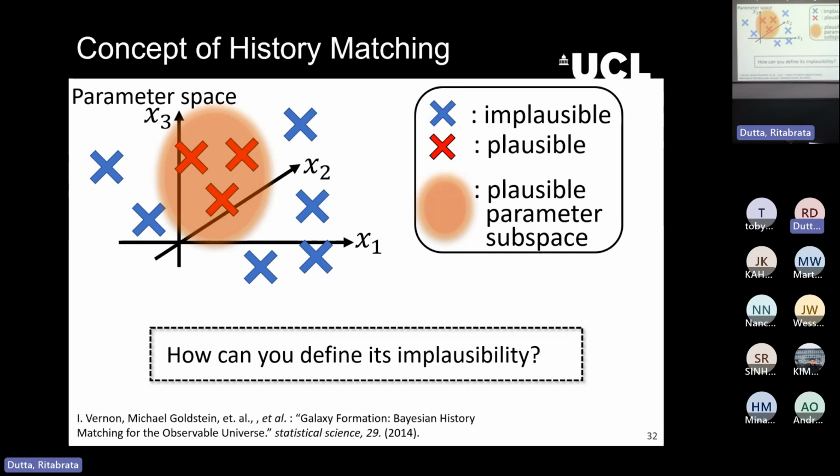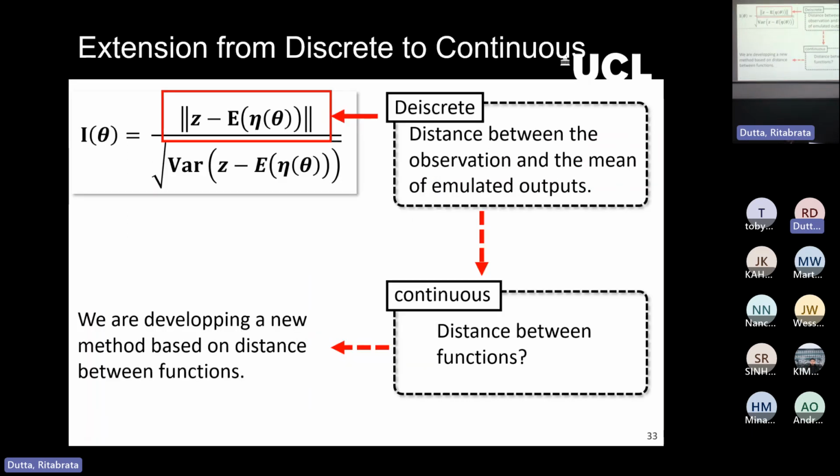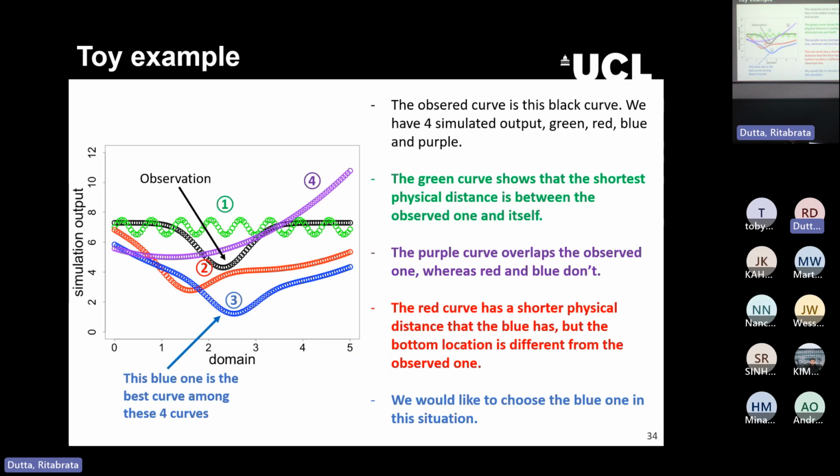So what we want to do is to have a plausible parameter subspace. But we have tsunami simulation data, and it's not discrete data. The tsunami shape is a surface. Even if you fix longitude or latitude, it's a curve. So it's not discrete data. So it's necessary to expand the method from discrete to continuous.